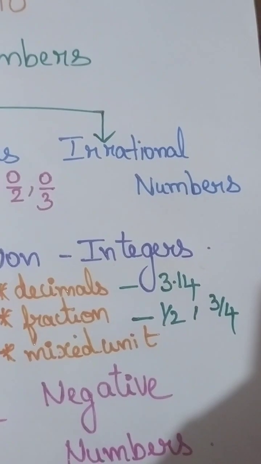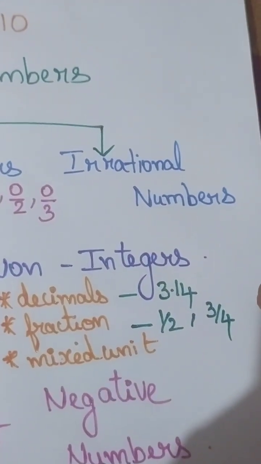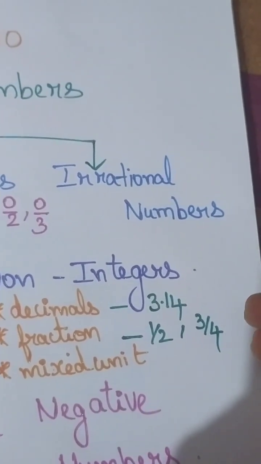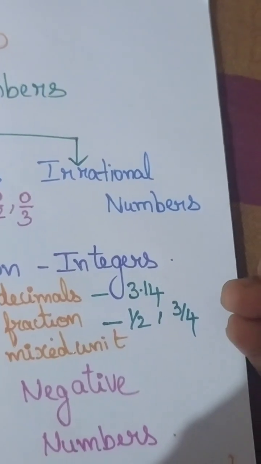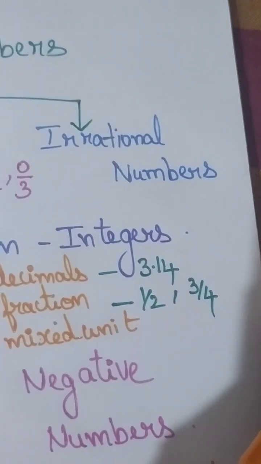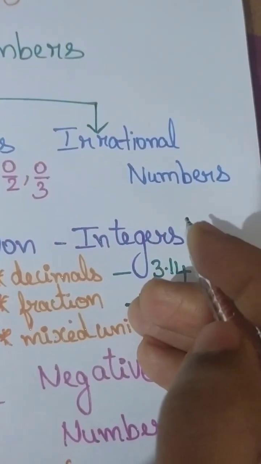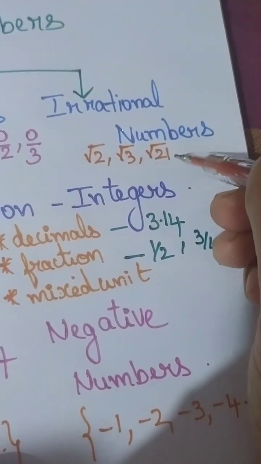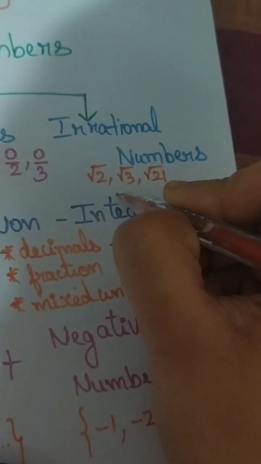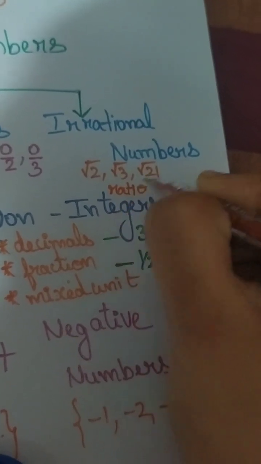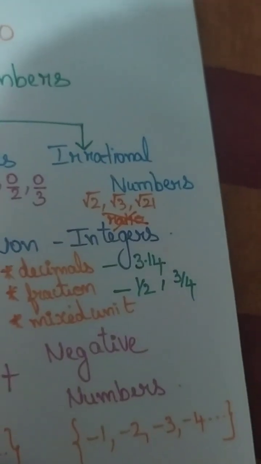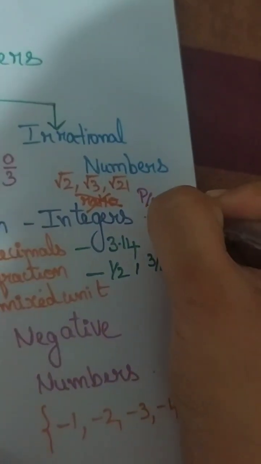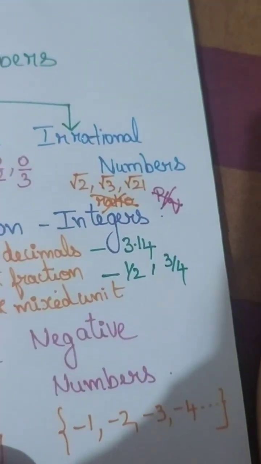Now come to irrational numbers. Irrational numbers cannot be represented as a simple fraction. For example, they can be represented as root 3, root 5, root 6. We can't represent irrational numbers in ratio form. So they can be represented as root 2, root 3, root 21, but a ratio like P by Q is not accepted for irrational numbers.